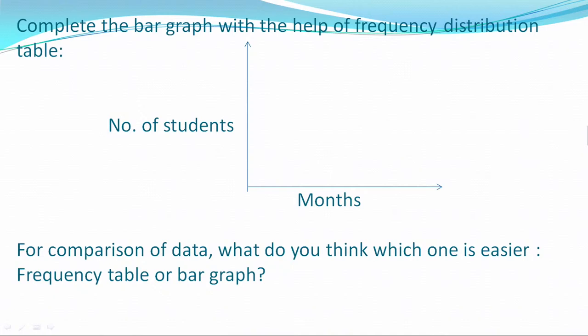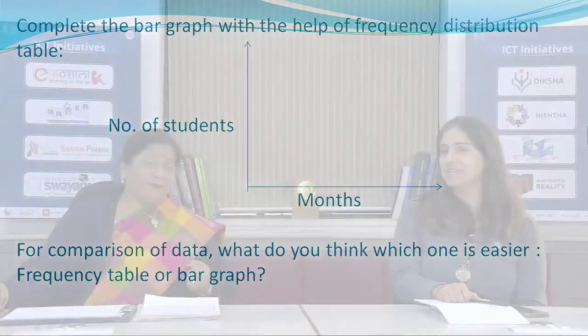Now, one question for you, students, you have to answer. Here, I'll ask my Tanvi to answer this question. For comparison of data, what do you think? Which one is easier, frequency table or bar graph? I think bar graph. Yes, you are right. Because bar graphs give us an immediate answer. We can just see the bar graph and the height of the bars and we can answer. Any query relevant to the bar graphs can be easily answered by the sight of the bar graphs.